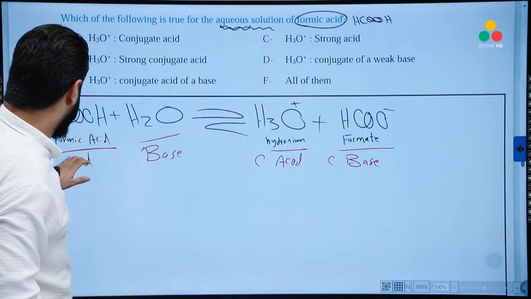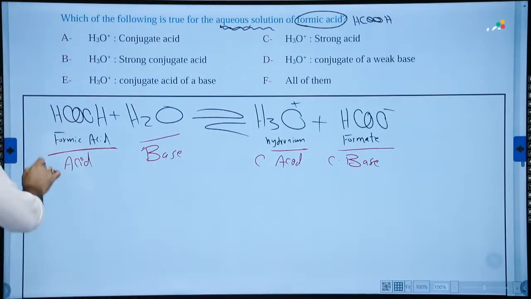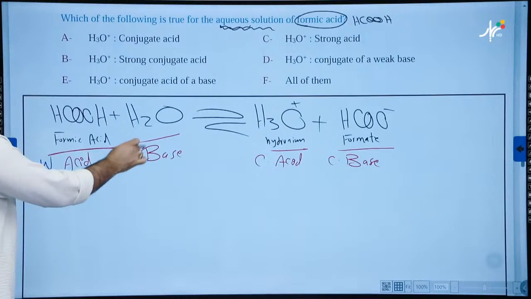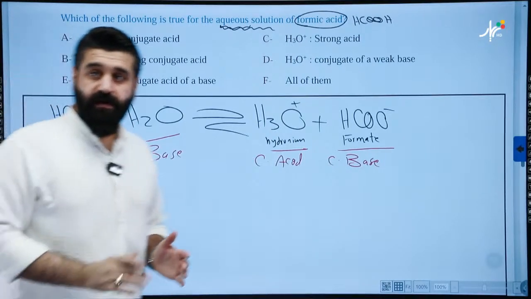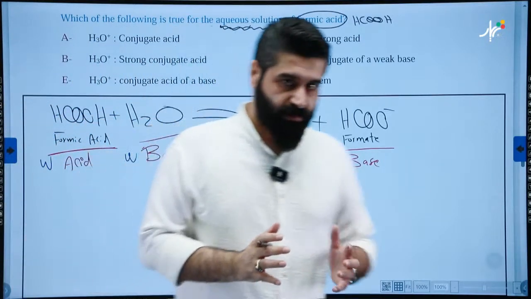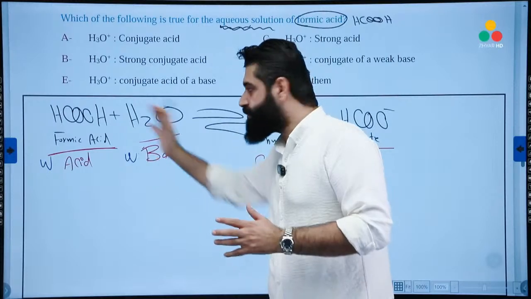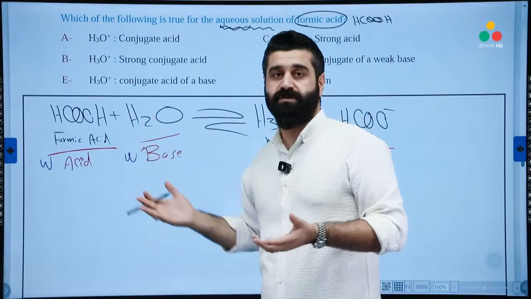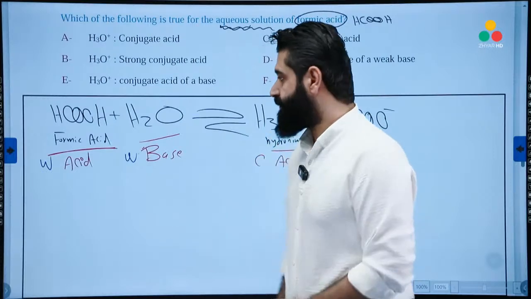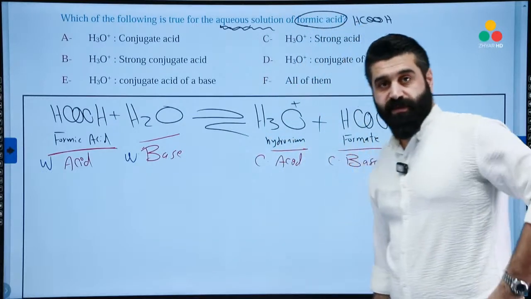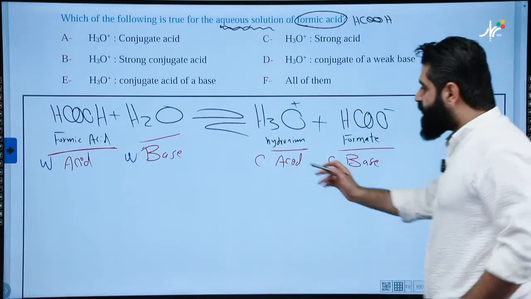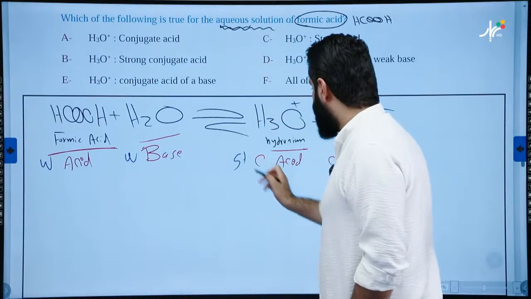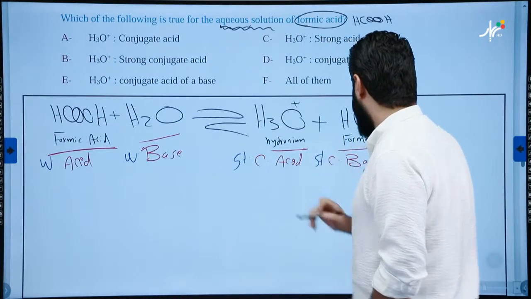Look at this. This is a weak acid, right? Formic acid is a weak acid, so this one must be a weak base. Last time I said that the strength of the water molecule depends on its neighbor. If the neighbor is strong, water must be strong. If the neighbor is weak, water must also be weak. Good? And these are strong conjugates. Strong conjugates. Good.